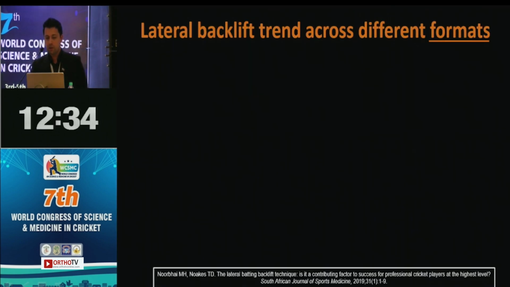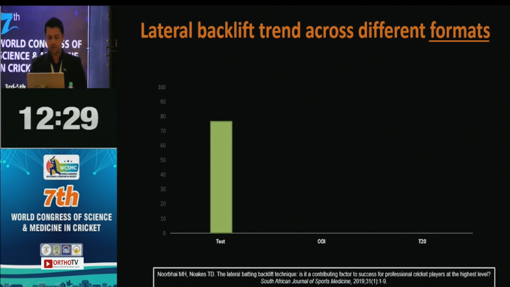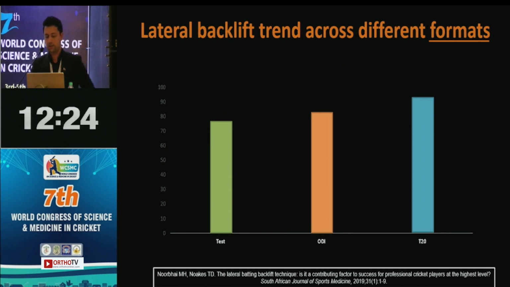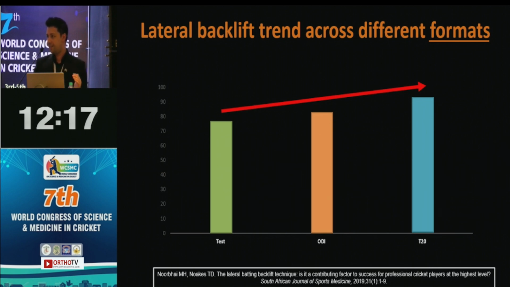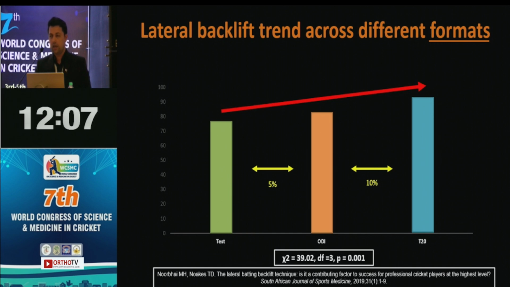So if we look at the lateral backlift across the different formats, what we found is that in Test cricket, it's around 75%. It slightly goes up in ODI cricket to about 80%, and at the T20 level to 90%. So there is a slight increase in the prevalence of the lateral backlift across different formats as the shorter version of the game comes in. That's a 5% difference between Tests and ODIs, and a 10% difference between ODIs and T20 cricket, and a significant difference between all the formats. So the shorter the version is, the more prominent you'll see a lateral backlift among batters playing within that format.